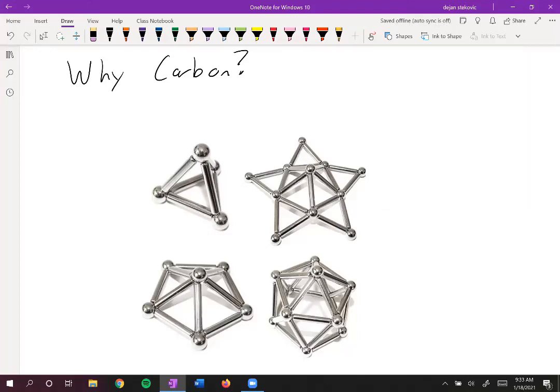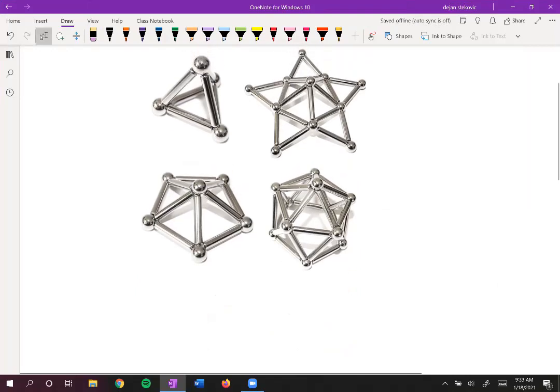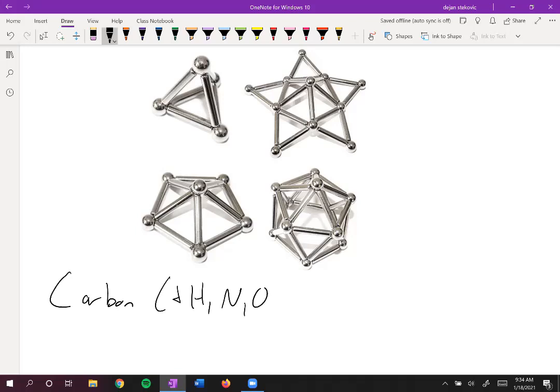In the previous video, we saw that life has these complex, large, three-dimensional structures. And that's what carbon is able to do as well. Just like these little balls and these sticks, the little balls can represent carbon atoms, and then these sticks are bonds. And so that's the magic of carbon, along with hydrogen, nitrogen, and oxygen. They're really the elements of life, are like these toys above.